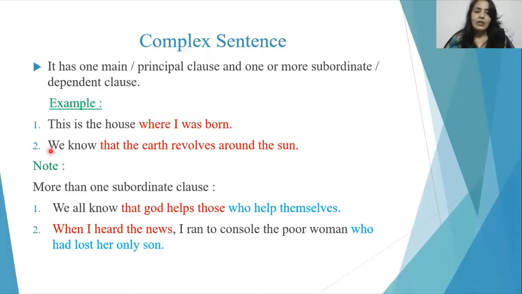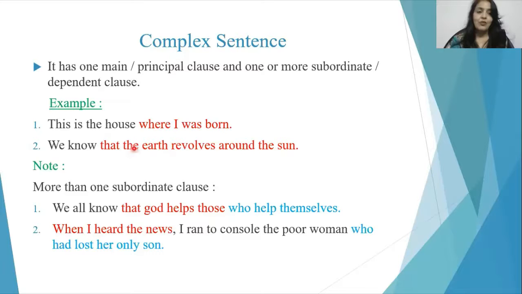We know that the earth revolves around the sun. We know is the principal clause. That word is helping us. This is the dependent clause, that the earth revolves around the sun. One principal, one dependent clause, it means a complex sentence.